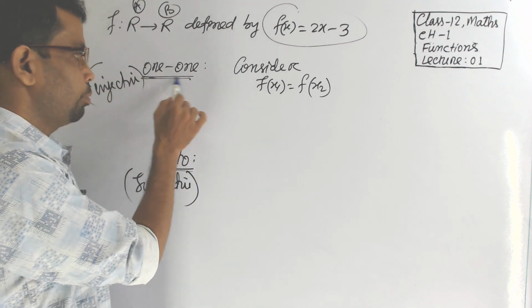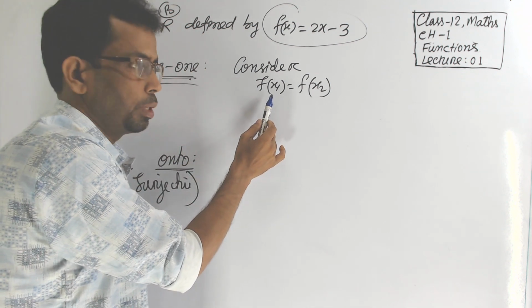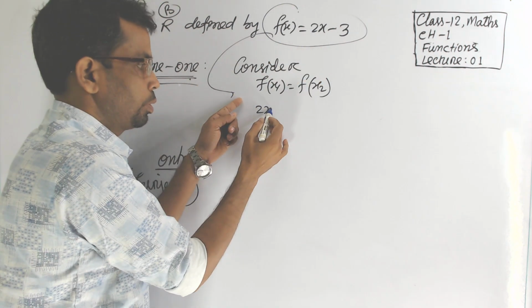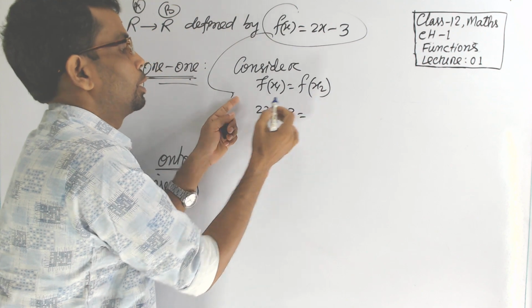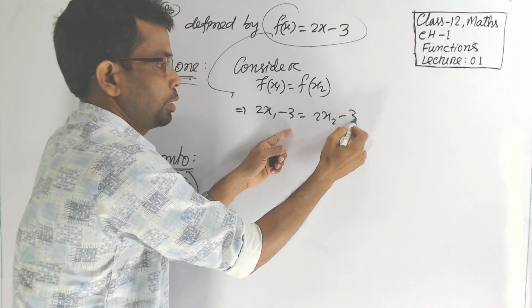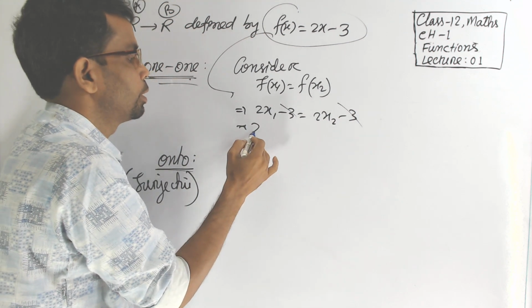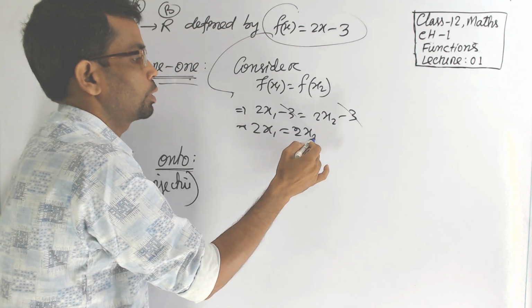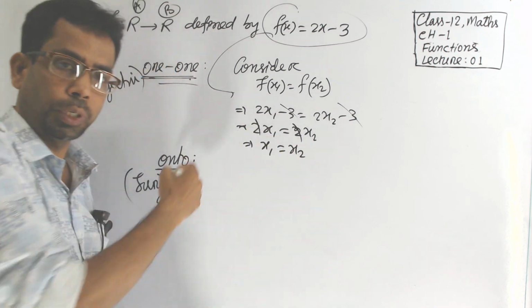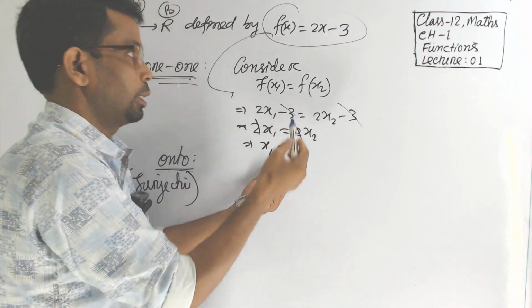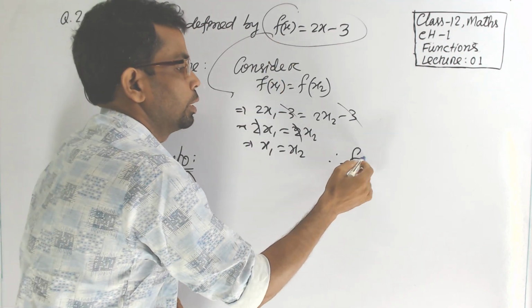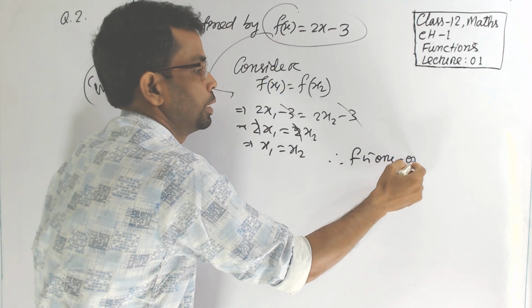The theoretical process to check for one-one is to consider f(x1) = f(x2). If we take f(x1), it is 2x1 - 3, and f(x2), that means x replaced by x2, is 2x2 - 3. The 3 gets cancelled, you get 2x1 = 2x2, the 2 also gets cancelled. Finally x1 = x2, which is the theoretical condition, and it concludes that the function is one-one. Therefore f is one-one, that is, an injective function.